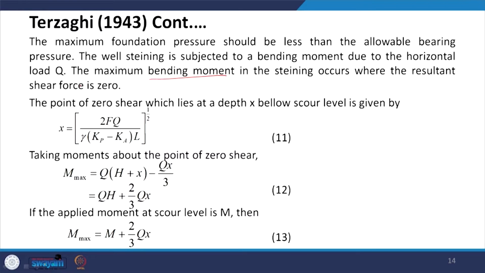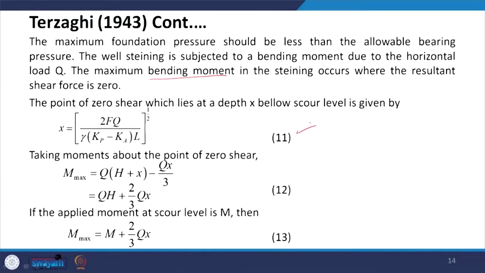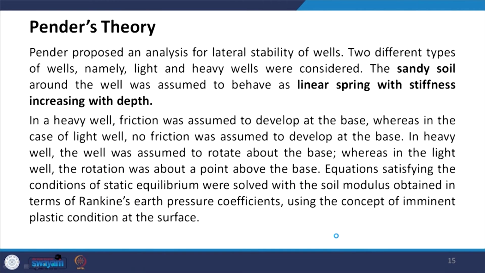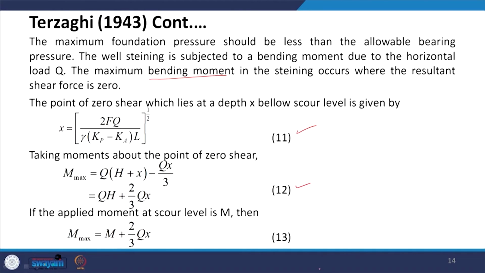So, the point where the shear force is 0 can be located using equation 11. Once x is known, then we can find the maximum bending moment using equation 12, where Mx is Q into h plus x, and x is obtained from equation 11. And if the applied moment at scour level is M, then in another way you can find the value of maximum moment using equation 13. So, the maximum bending moment can be found from either equation 12 or 13 as the case is applicable. So, this was all about Terzaghi's theory.